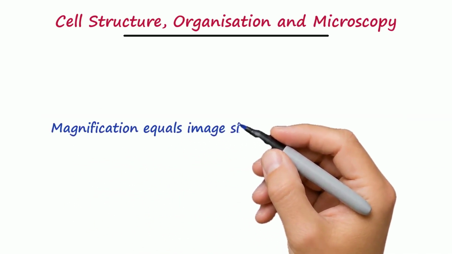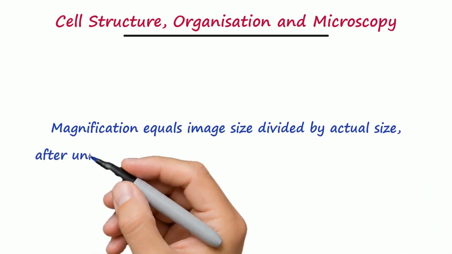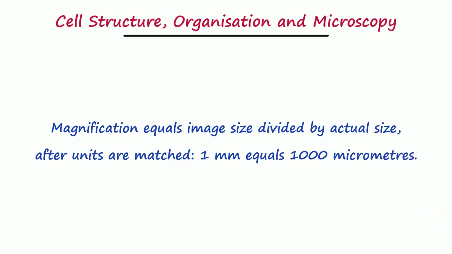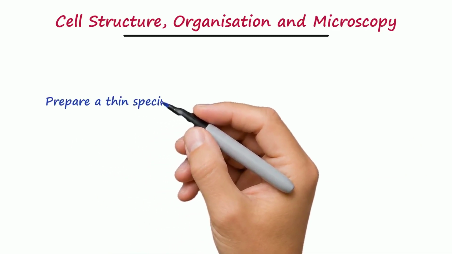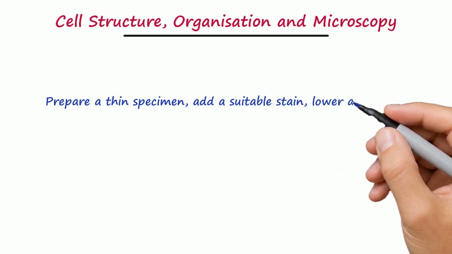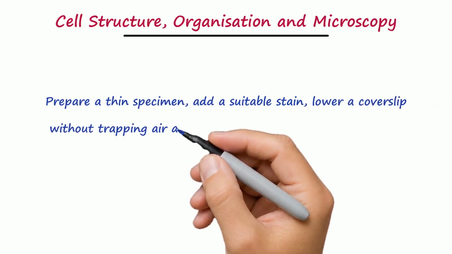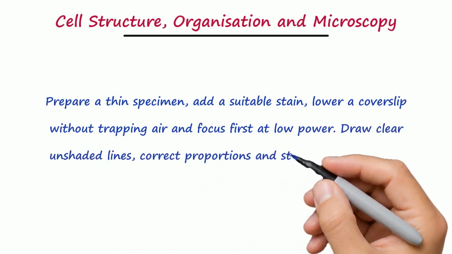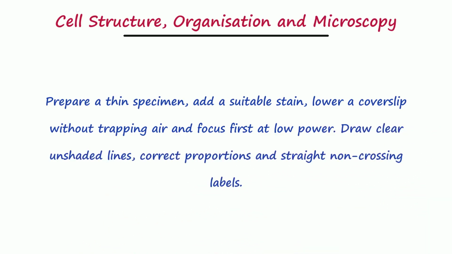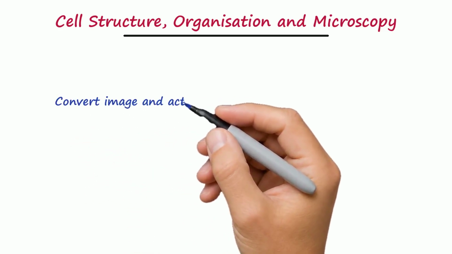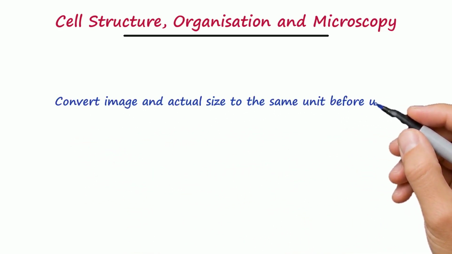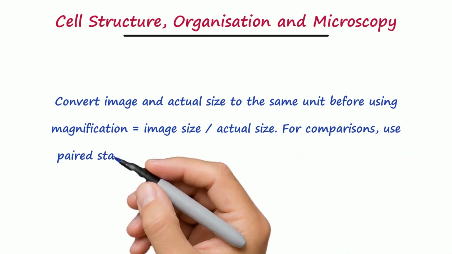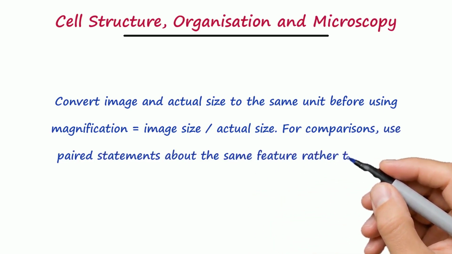Magnification equals image size divided by actual size. After units are matched, 1 mm equals 1000 micrometers. Prepare a thin specimen, add a suitable stain, lower a cover slip without trapping air and focus first at low power. Draw clear unshaded lines, correct proportions, and straight non-crossing labels. Convert image and actual size to the same unit before using magnification equals image size over actual size. For comparisons, use paired statements about the same feature rather than two unrelated lists.